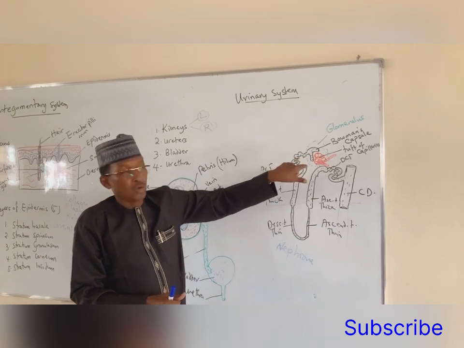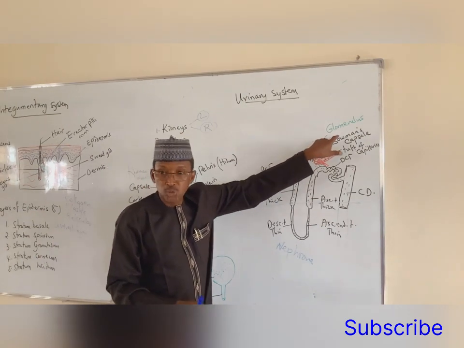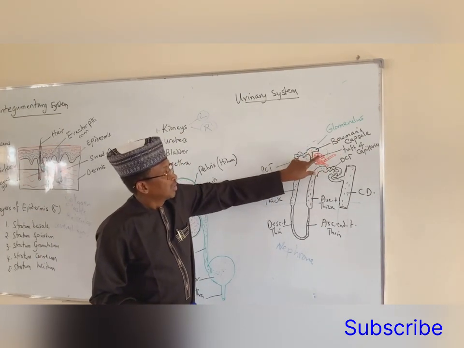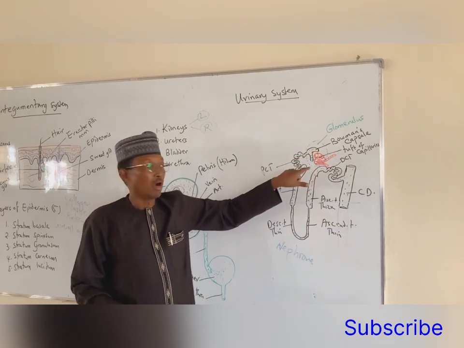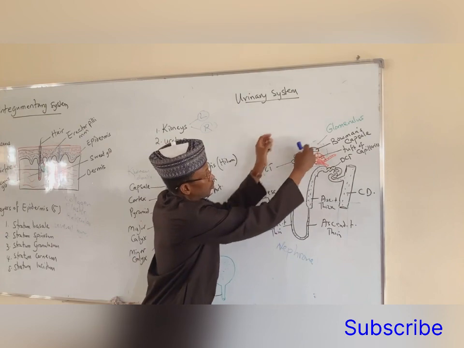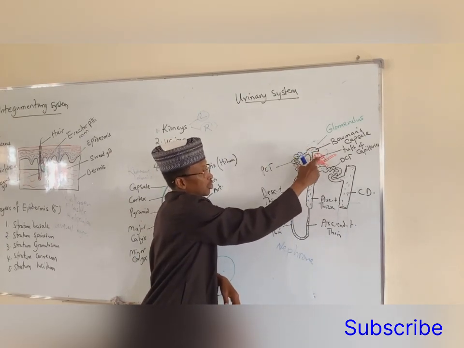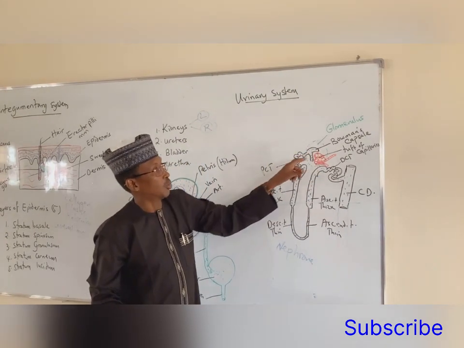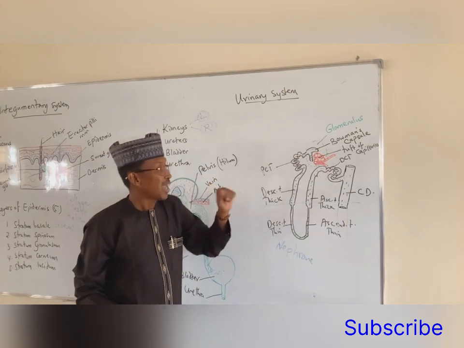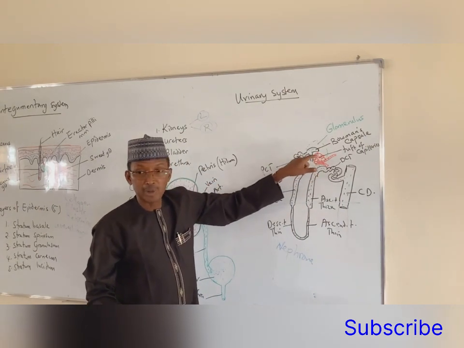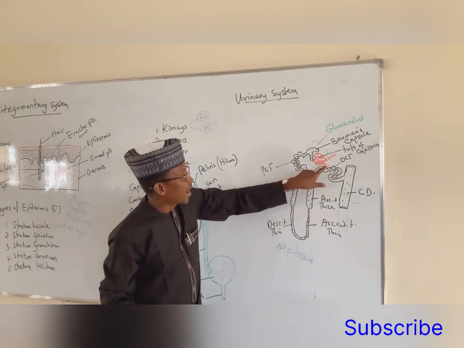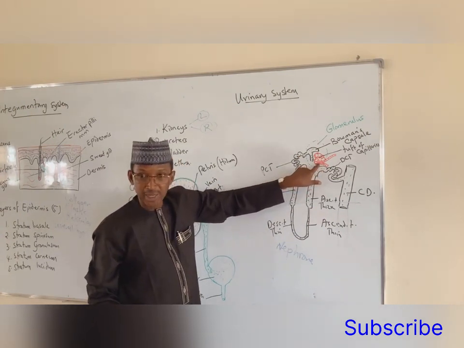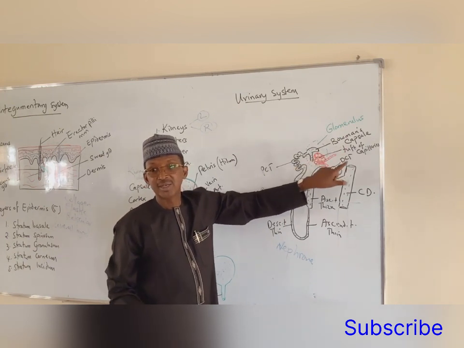part of the nephron, what you call the Bowman's capsule. So the Bowman's capsule is harboring or containing this tuft of capillaries. The combination of the Bowman's capsule and the tuft of capillaries is what we call the glomerulus. And this tuft of capillaries is made up of two vessels, what we call the afferent capillary and the efferent capillary.